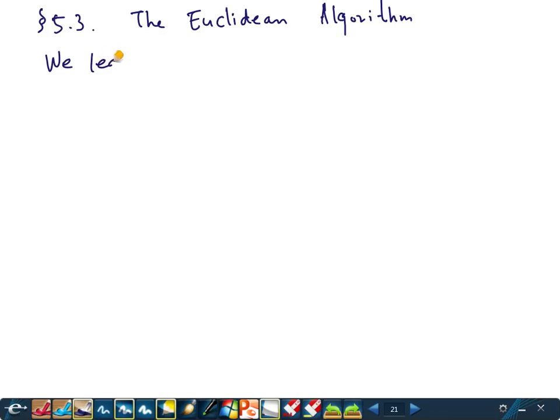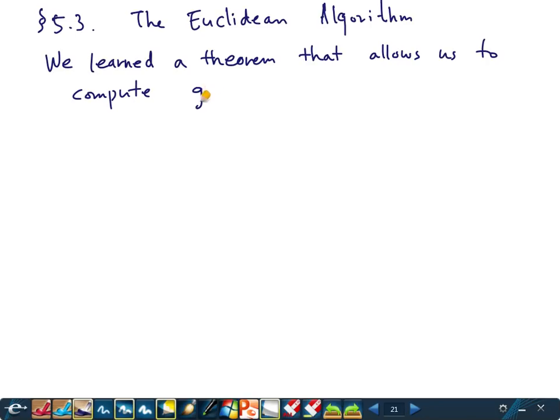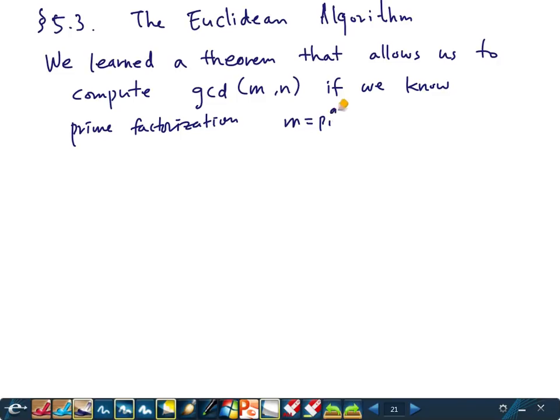We learned a theorem that allows us to compute what? The GCD of M and N, if we know the prime factorization. Right? Do you remember? Like M equals P1 to the A1, something like that. As long as we have this prime factorization, GCD is trivial, very easy.